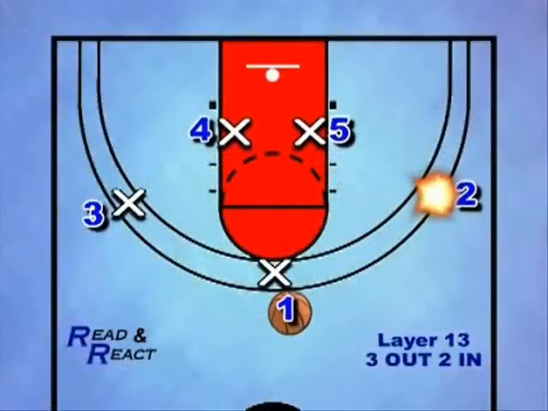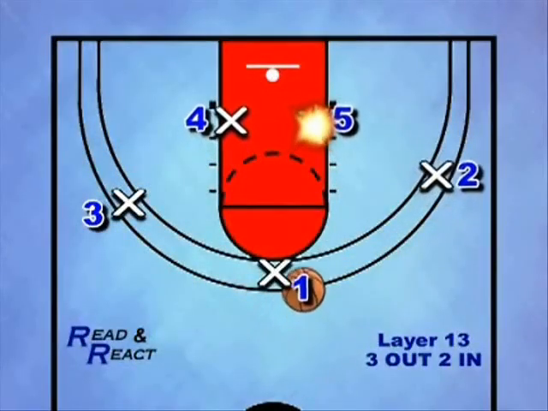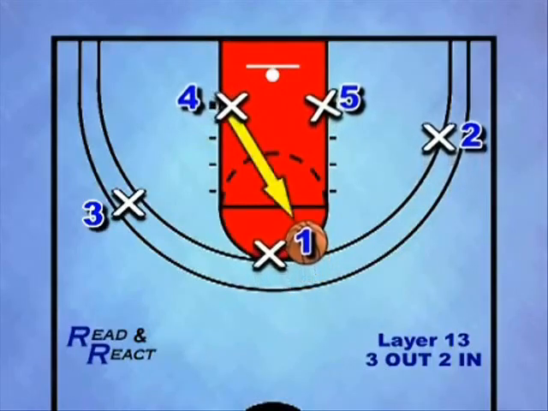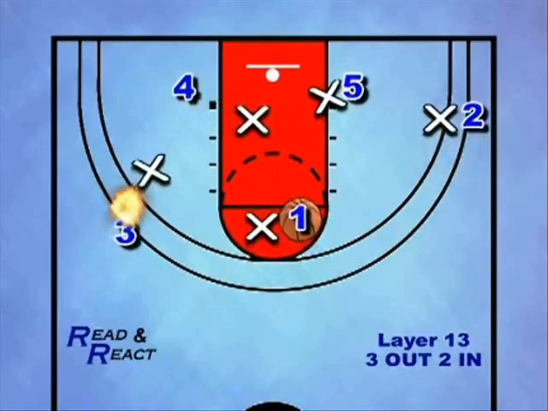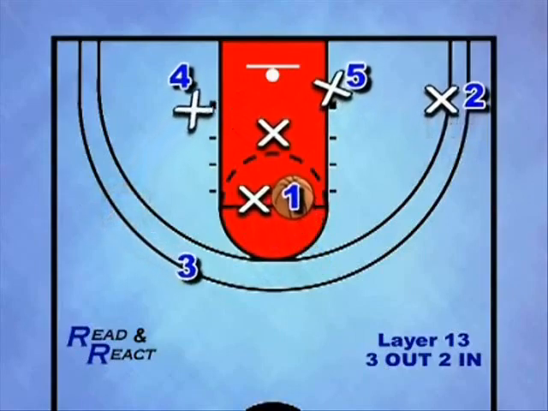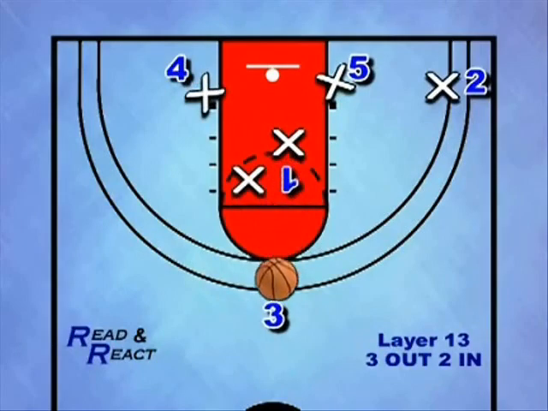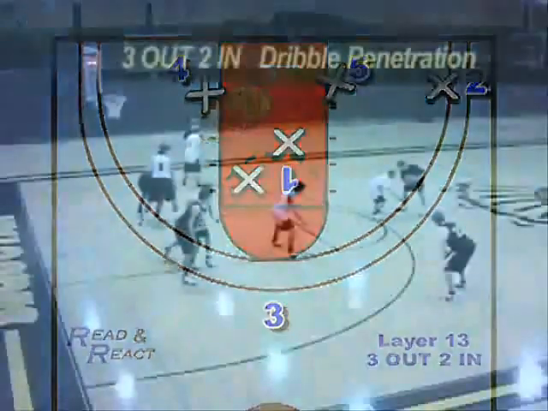If the wing defender and same side post defenders stay with their men, but help comes from the other post, and the weak side wing defender drops down to cover the weak side post, then stop, reverse pivot, and throw back to your safety valve for the open shot.